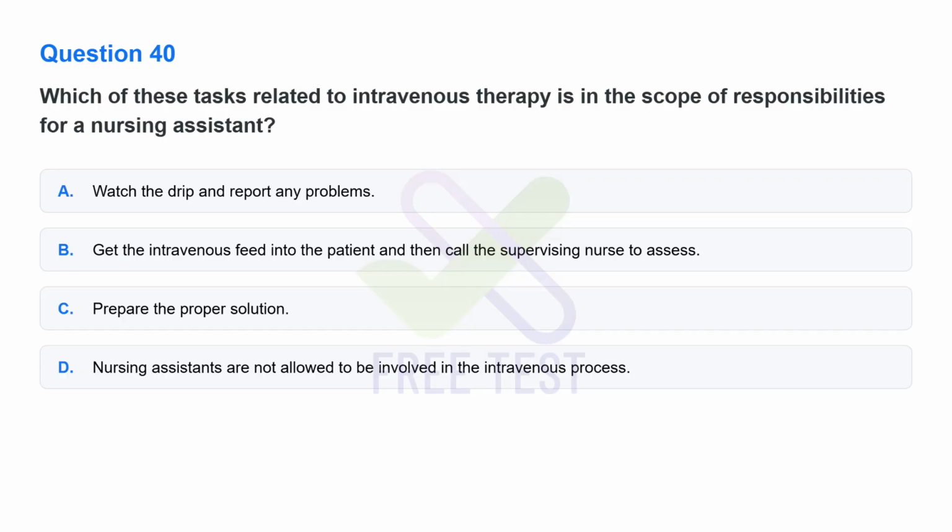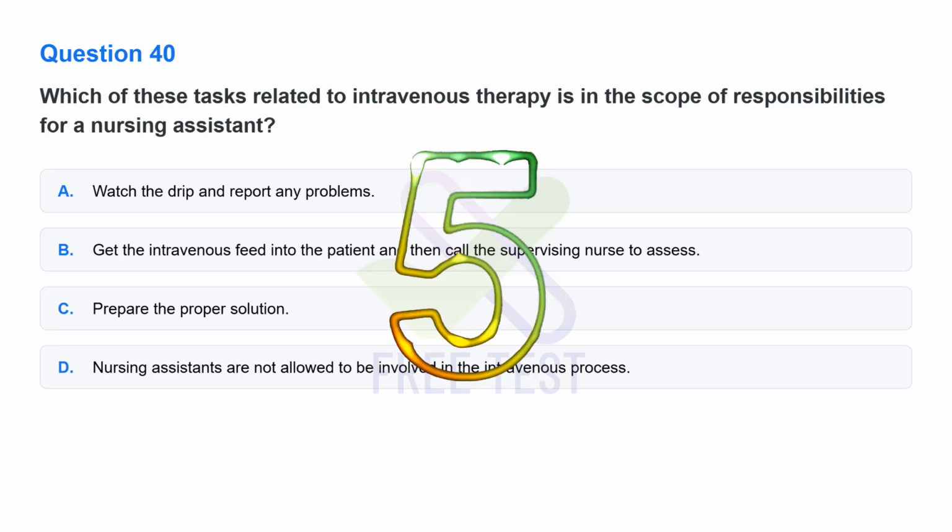Which of these tasks related to intravenous therapy is in the scope of responsibilities for a nursing assistant? A. Watch the drip and report any problems. B. Get the intravenous feed into the patient and then call the supervising nurse to assess. C. Prepare the proper solution. D. Nursing assistants are not allowed to be involved in the intravenous process.